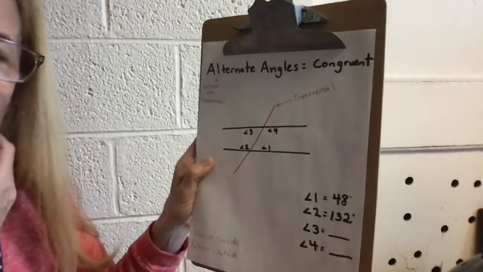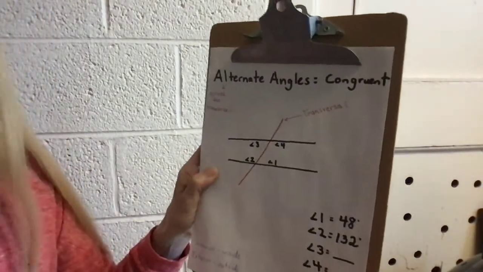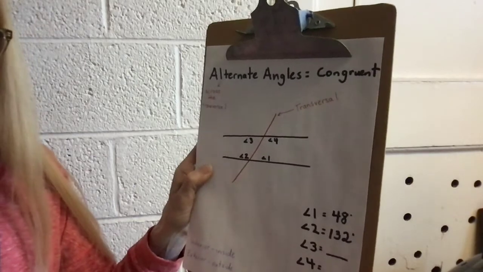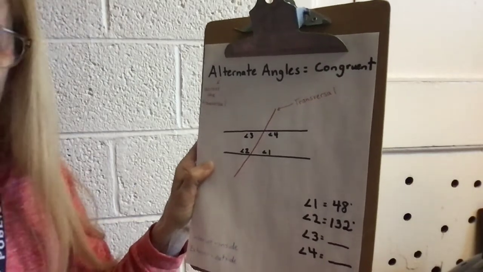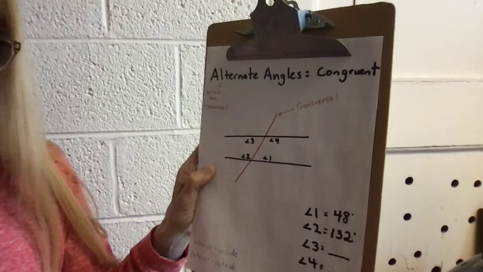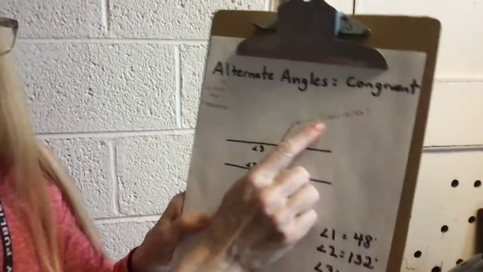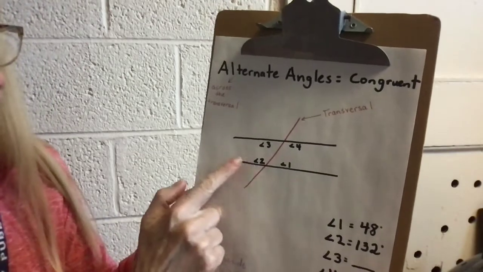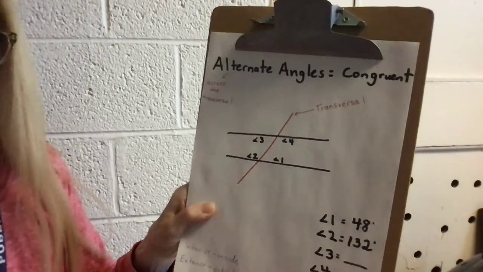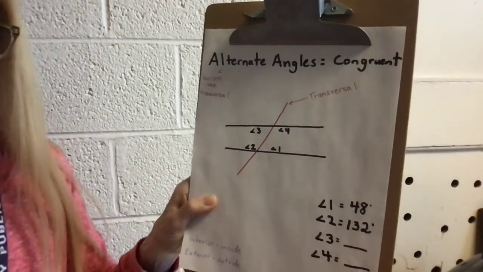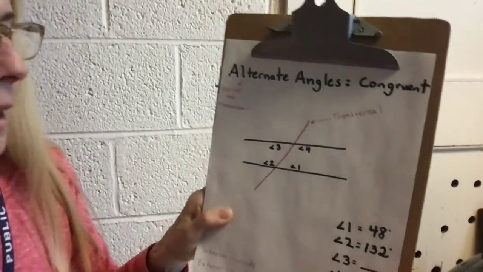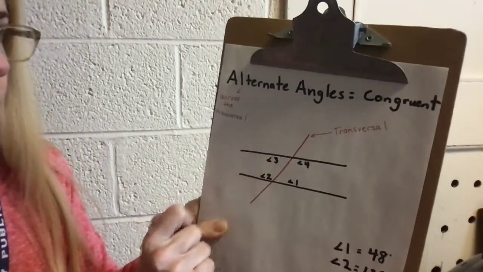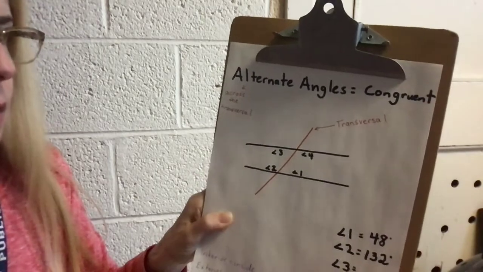Okay guys, we are continuing with our angle pair relationships, okay? I gave you directions to write down a lot of definitions. One of them was transversal, okay? Another one was parallel lines. Parallel lines should definitely be a review for you by now. And another one was alternate angles.